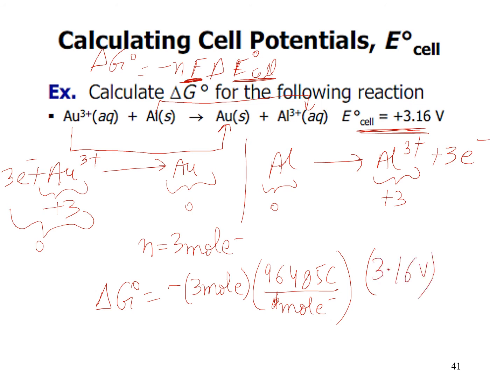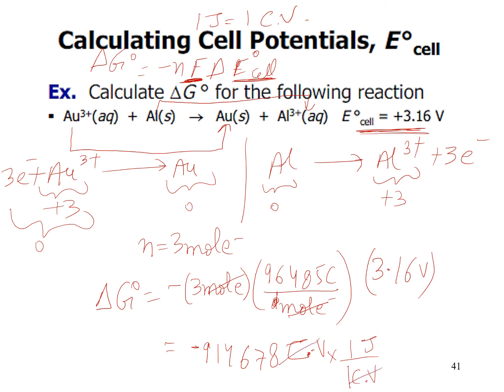Moles and moles get cancelled, and your final answer is going to be negative 914,678 coulomb times volt. Now, one thing I forgot to mention in the previous slide is that 1 joule is equal to 1 coulomb volt. So essentially you can just cancel this out. You can use this conversion factor to go from joules to coulomb volt and vice versa. So if I cancel this out, that would give me essentially the same number.